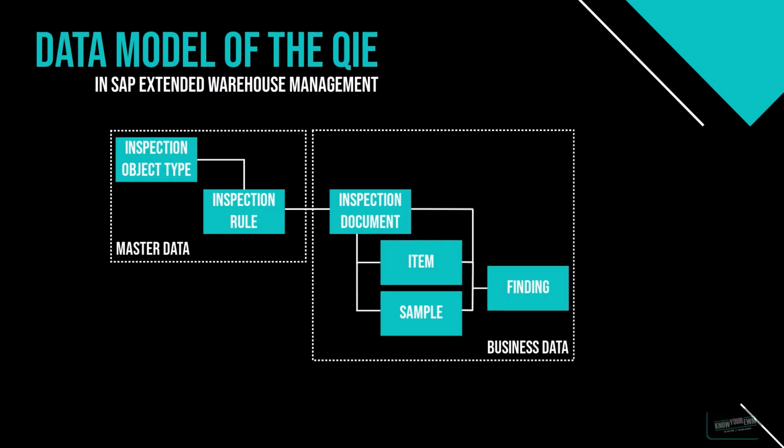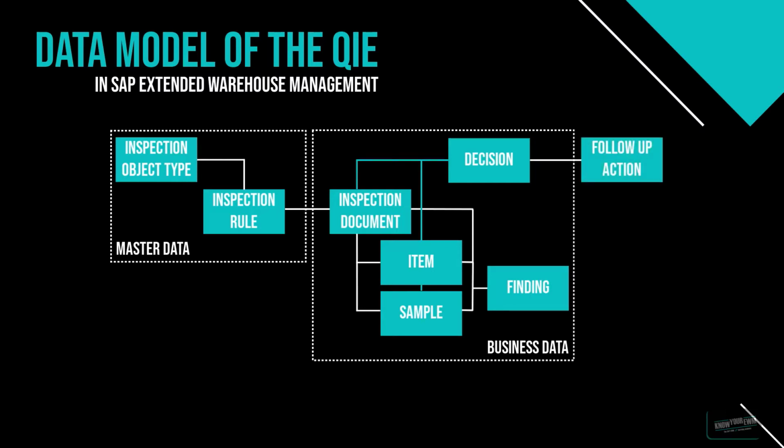The inspection document, its items and its samples can have many findings, but there can only be one decision. And this decision again triggers the corresponding follow-up action. The follow-up action can, for example, be a put-away if the inspection revealed that everything is okay. Or it could, for example, be a scrapping process if the inspection showed damage to our products. And that is what the general setup of the Quality Inspection Engine in SAP EWM looks like.